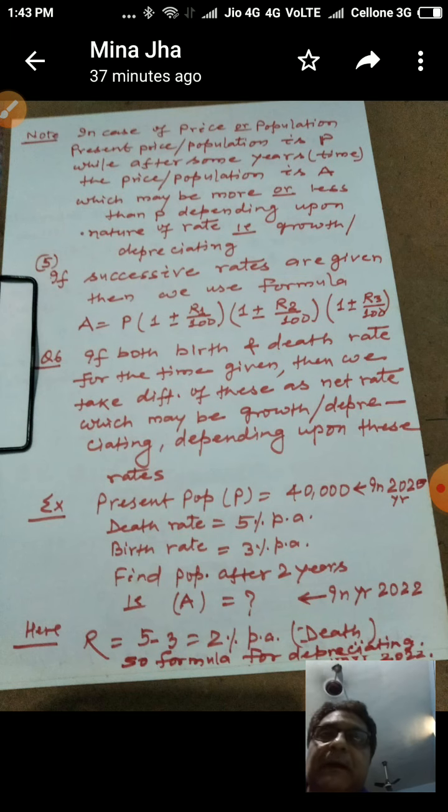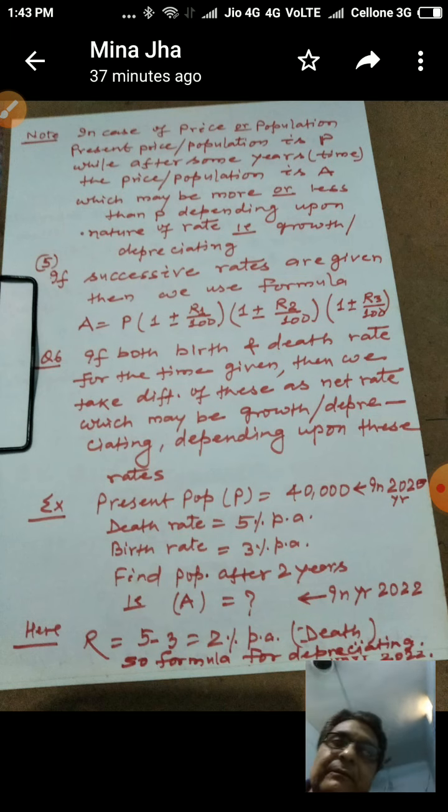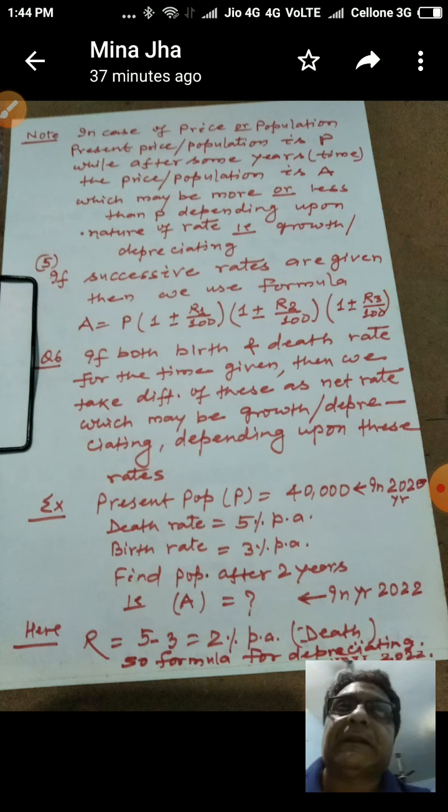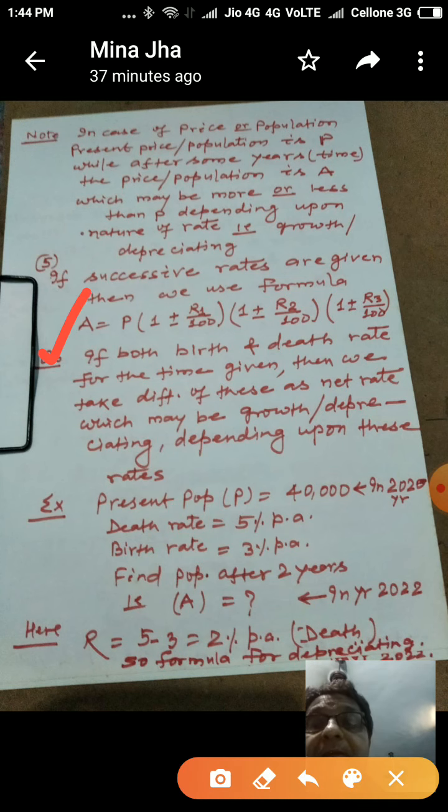So in such type of questions where successive rates are given, successive rates means कि 2 साल 3 साल हमारा बिजनेस चला और प्रत्येक साल का रेट दिया हुआ है, लगातार सालों का रेट दिया हुआ है. तो ऐसे सवाल को बनाने के लिए हम लोग फार्मूला यूज़ करते हैं, amount equal to principal into bracket में 1 plus R1 by 100, R1 हो जाएगा पहले साल का रेट, into दूसरा bracket 1 plus R2 by 100, R2 हो जाएगा दूसरे साल का रेट, into 1 plus R3 by 100, R3 हो जाएगा तीसरे साल का रेट.